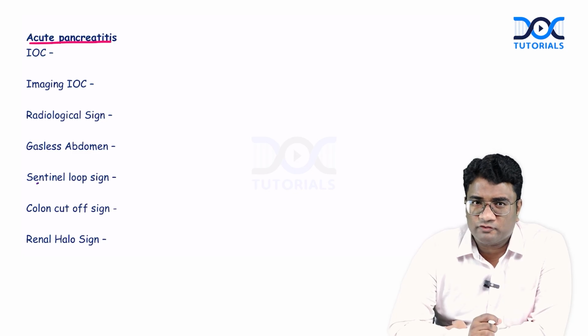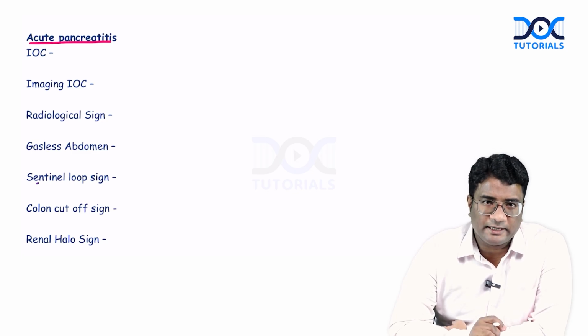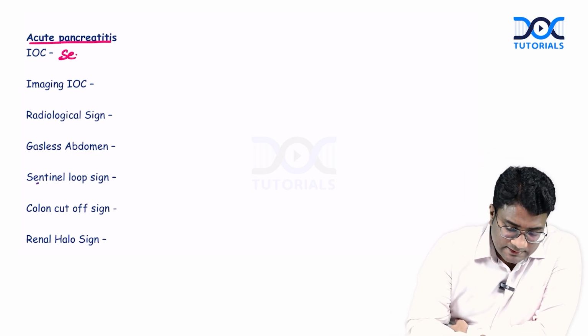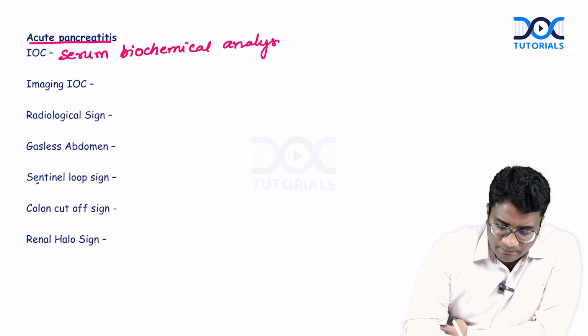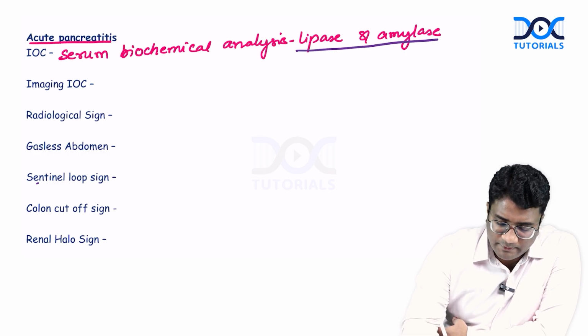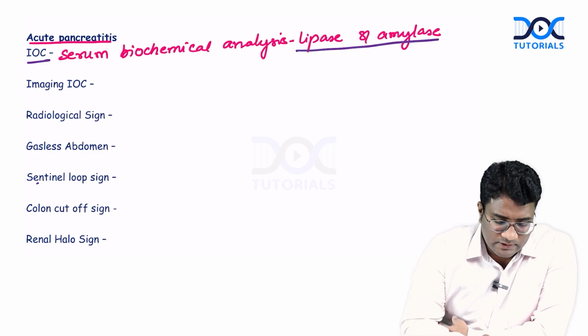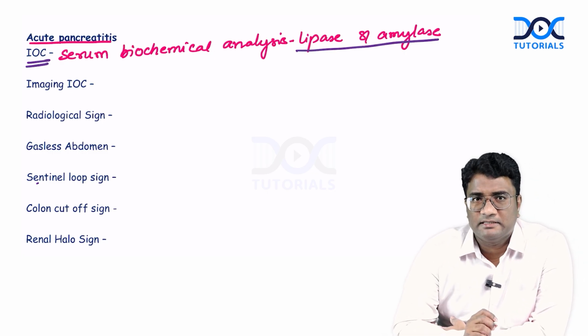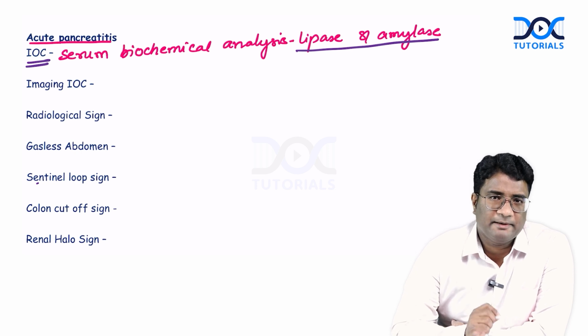Remember, the investigation of choice to diagnose acute pancreatitis is serum biochemical analysis, where we measure the lipase and amylase levels. We know that in acute pancreatitis, the lipase and amylase levels are elevated. So the diagnosis is mainly based on serum biochemical analysis of lipase and amylase levels.